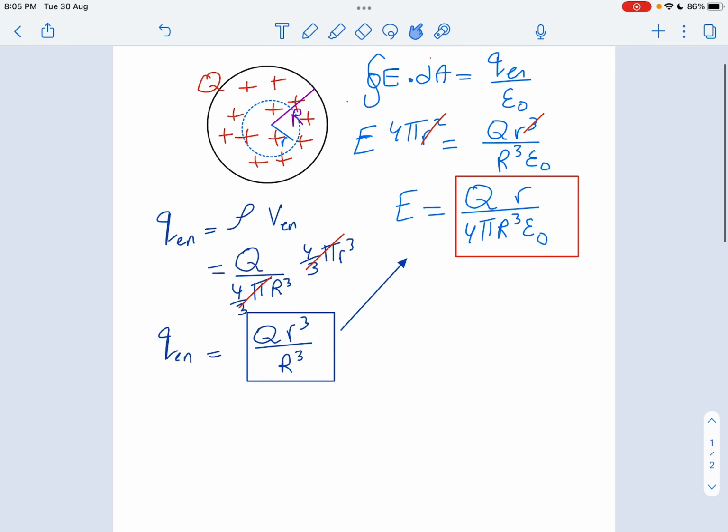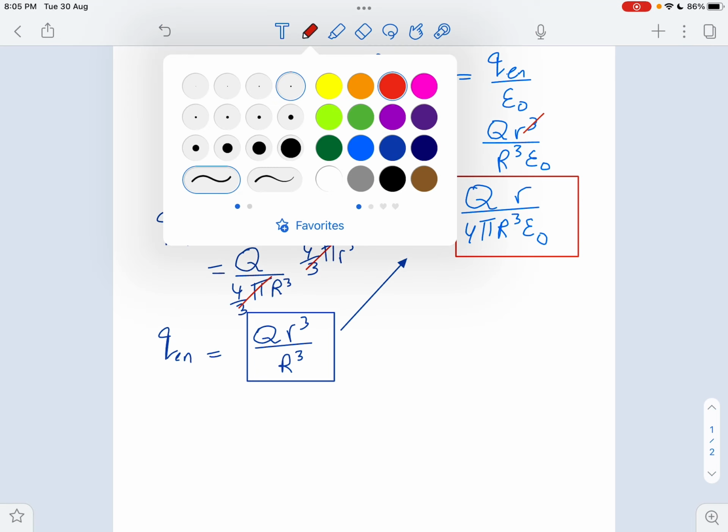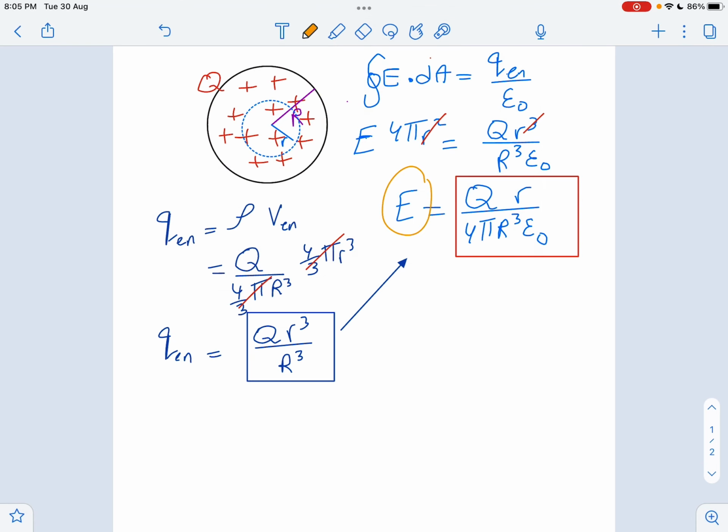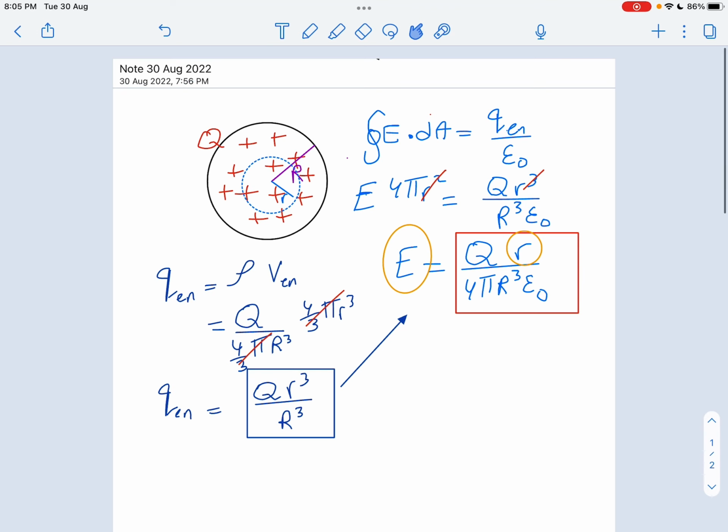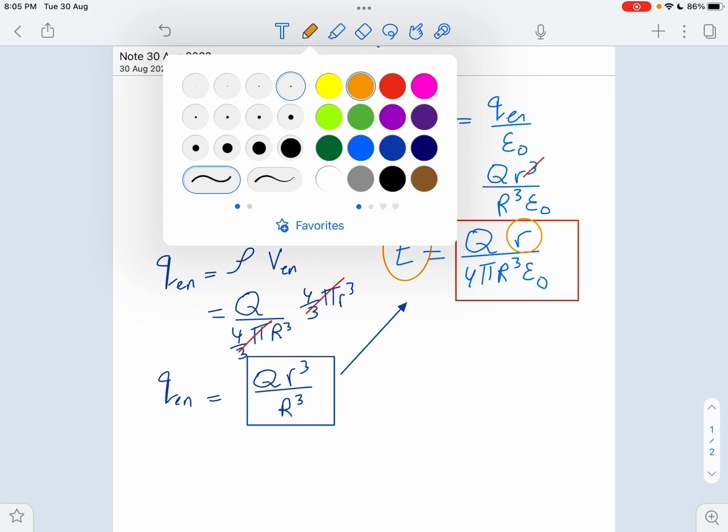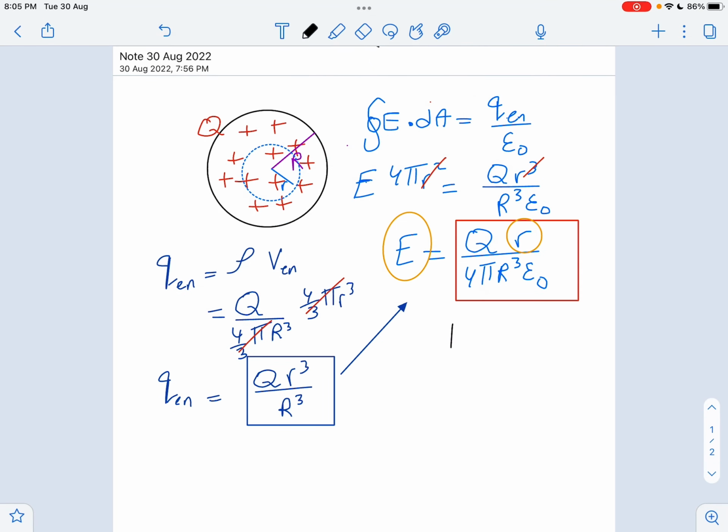And obviously the relation between E and r is a linear relation. Later we'll plot the graph. Now this is, as we said, the electric field inside. That's inside the sphere, inside the insulating sphere.